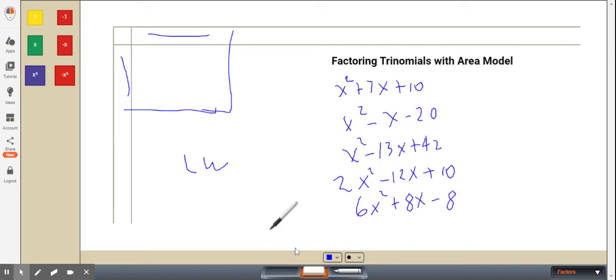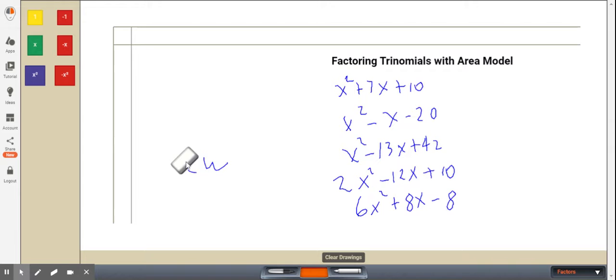Well, we're going to use this concept, but this time the question is a bit different. The question is, what if I know the area and I need to find the sides? And this is exactly what we have. So come along, please, for these examples. We begin with x squared plus 7x plus 10.